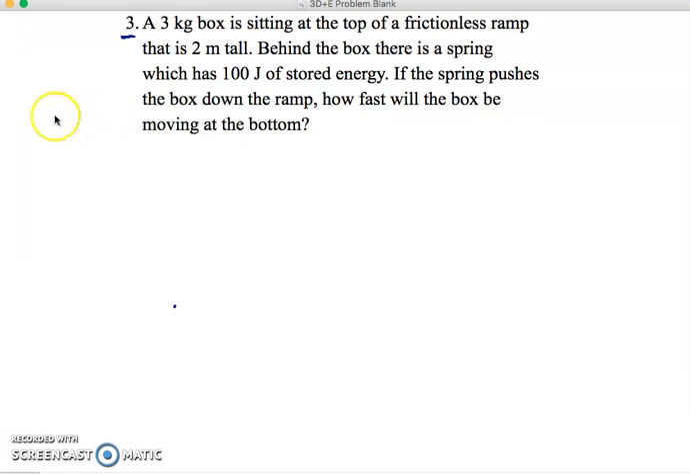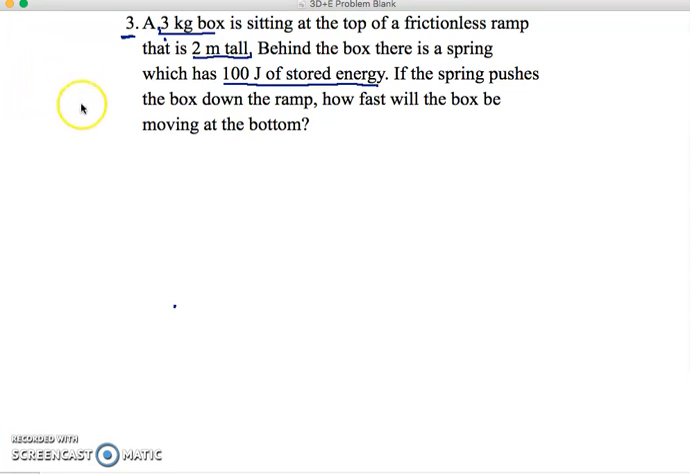So what we have here is a 3 kilogram box sitting on the top of a frictionless ramp, 2 meters tall. Behind the box there's a spring with 100 joules of stored energy. The spring pushes the box down the ramp. How fast will the box be moving at the bottom?